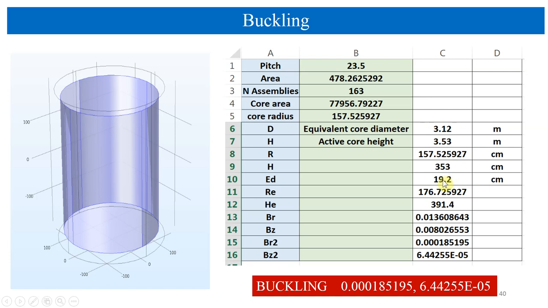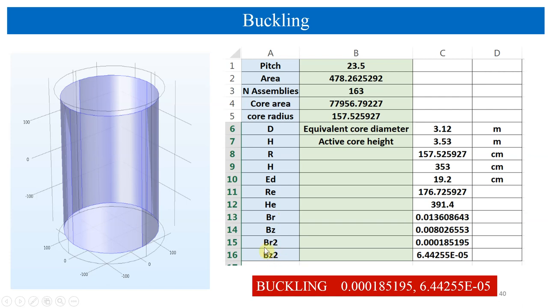Also I have an extrapolated distance due to the presence of the water up and down and radially as a reflector. So the extrapolated distance for water, 19.2, I can add to the active core height and to the core diameter to get the extrapolated height HE and radius RE, to account for the presence of the reflector. After that, I can find the buckling in the Z direction and in the R direction, and the squares of the buckling in Z and R.